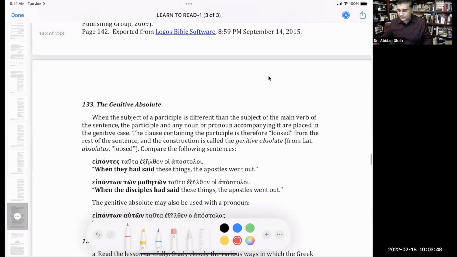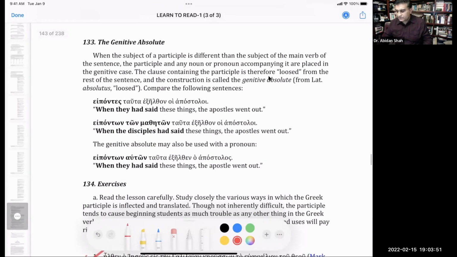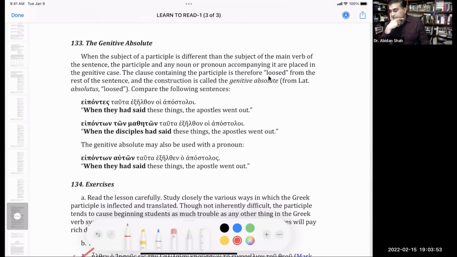Lots of examples. The genitive absolute. When the subject of a participle is different than the subject of the main verb of the sentence, the participle and any noun or pronoun accompanying it are placed in the genitive case. This is something you will see.